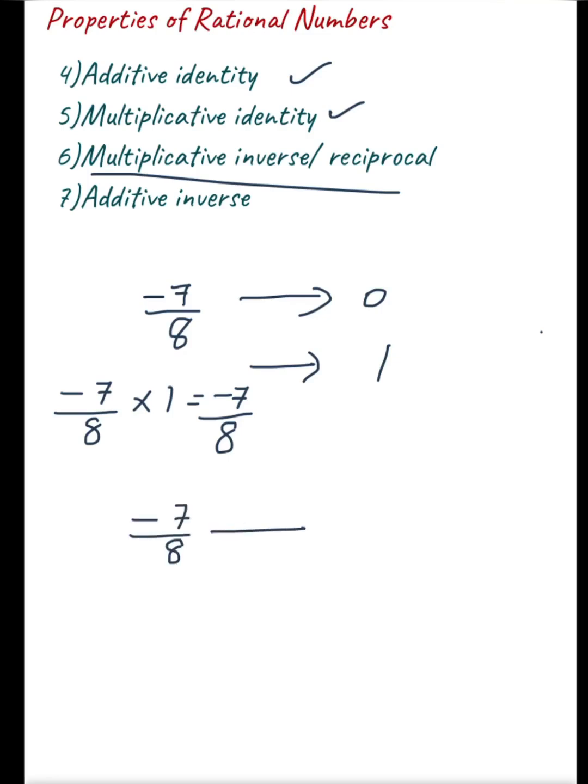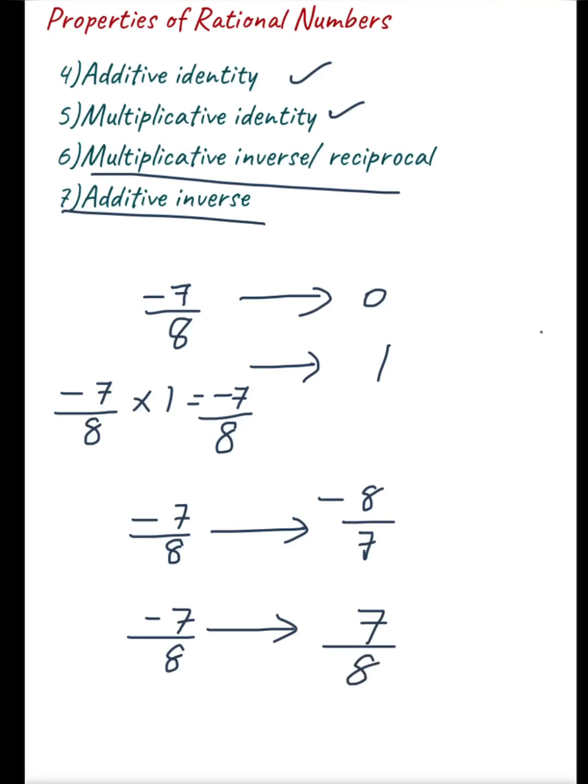Now what about the multiplicative inverse or reciprocal? Reciprocal or multiplicative inverse means you have to just reverse the numerator and denominator, or interchange the numerator and denominator. Then we will get the answer as minus 8 by 7. Now what about the additive inverse? Our number is minus 7 by 8. I have told you additive inverse means you have to just change its sign. So since it's minus 7 by 8, its additive inverse will be 7 by 8.